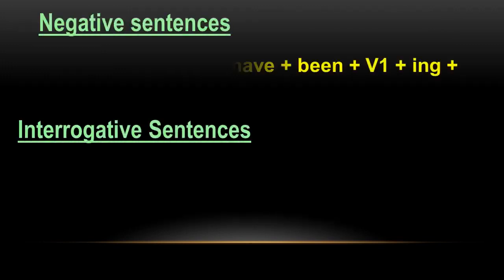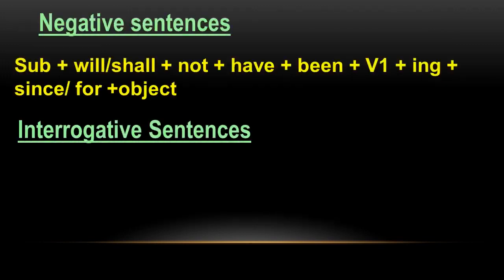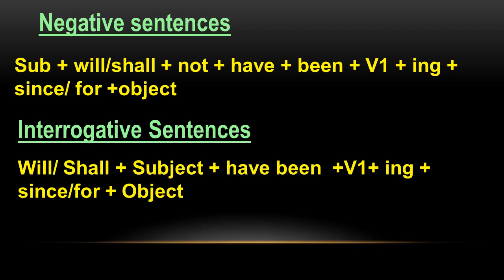Then for negative and for interrogative, for negative we have subject plus will or shall plus not plus have plus been plus first form of the verb plus ing, then use of since or for plus object. For interrogative, auxiliary will come forward: will or shall plus subject plus have been plus verb first form plus ing plus use of since or for plus object.